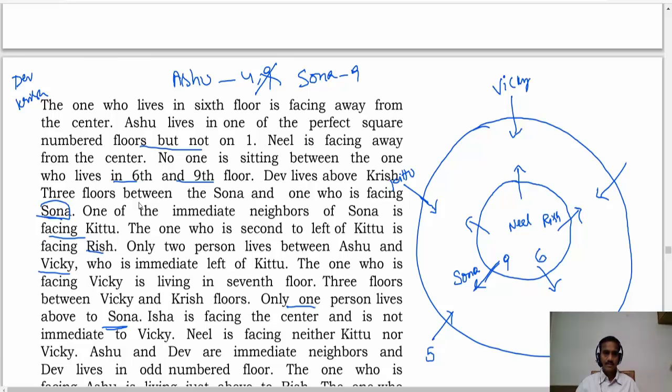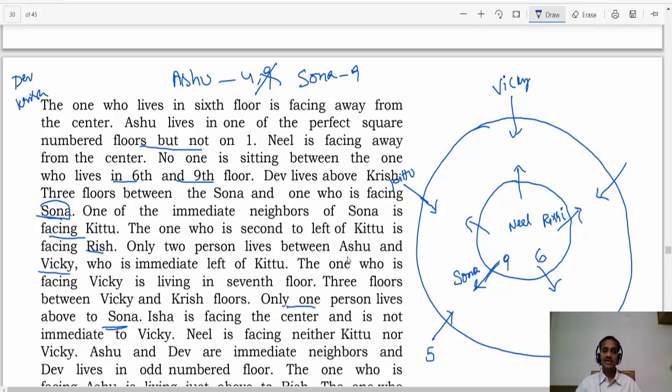Now once again, one of the immediate neighbors of Sona is facing Kittu. Immediate neighbors of Sona, Kittu. The one who is seated second to the left of Kittu is facing Rishi. Rishi is here. Next one. Only two persons live between.